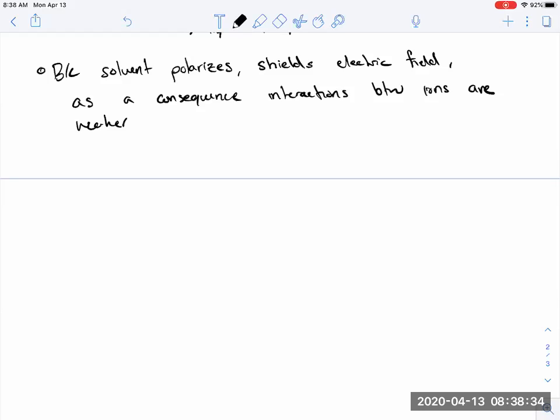So let's draw some pictures to understand that. Imagine I have a cation. It would generate an electric field that we drew at the beginning of lecture, radially emanating out. The solvent is going to polarize in response, bringing some amount of negative charge up.